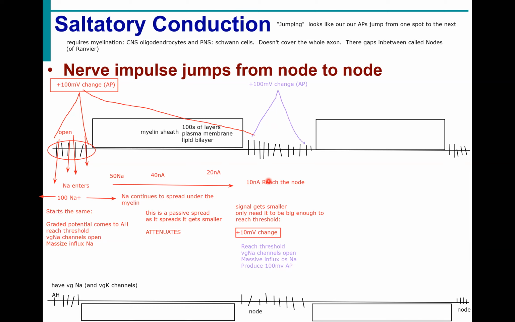And that's really the key to this. Because we don't have to open as many channels, we don't have to allow as much sodium to come inside, it is a much faster process. Nothing like wave summation, right? This is nothing like wave summation. This is more like dominoes, right?